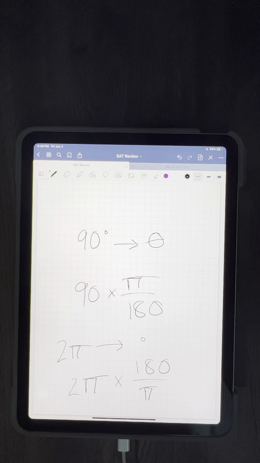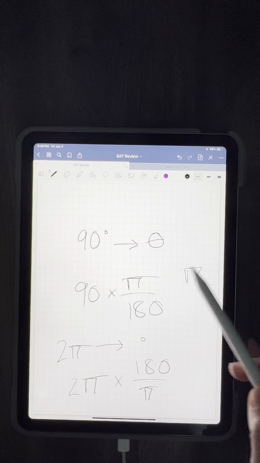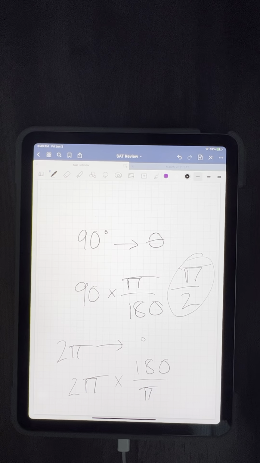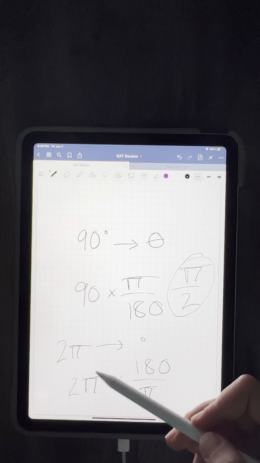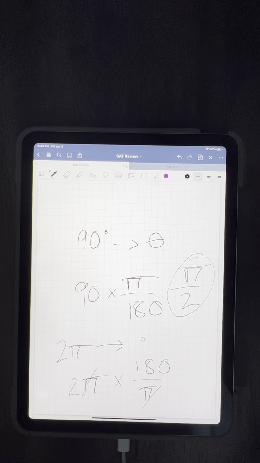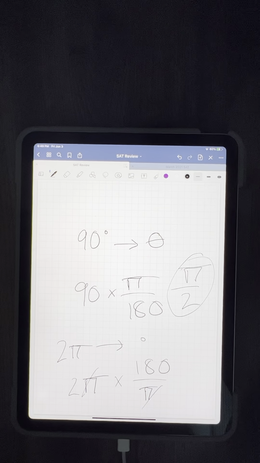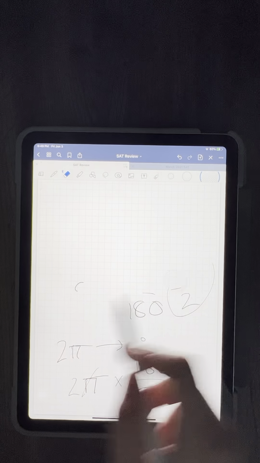And if you forget which one to do for radians to degrees or degrees to radians, the way you can remember this is that when you go from degrees to radians, you still have that pi in your answer. But when you go from radians to degrees, you are losing the pi, because when you do 2 pi divided by pi, the pi's cancel out, and the answer you get is not going to have a pi in it. So make sure that you don't have a pi in your answer and you should be good if you're going from radians to degrees. And I think that's about it for trig stuff.